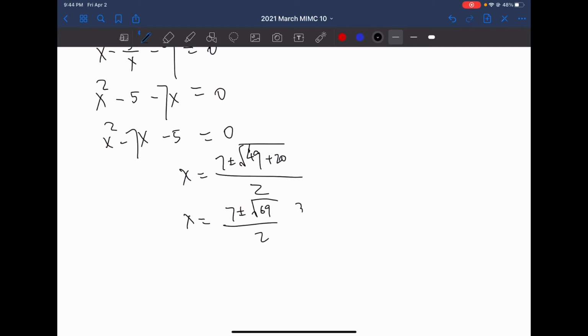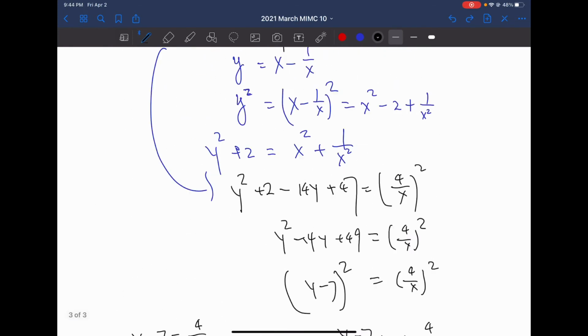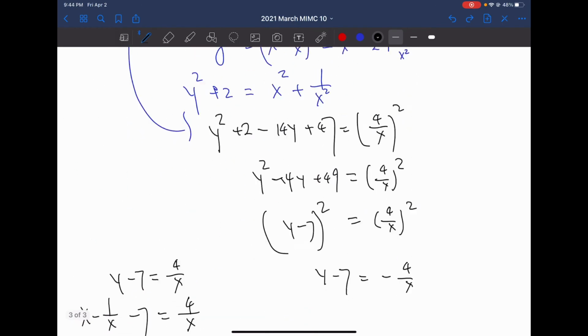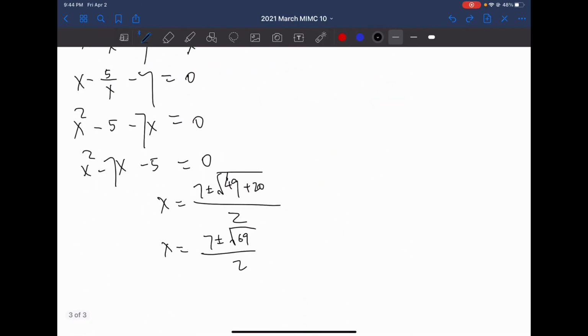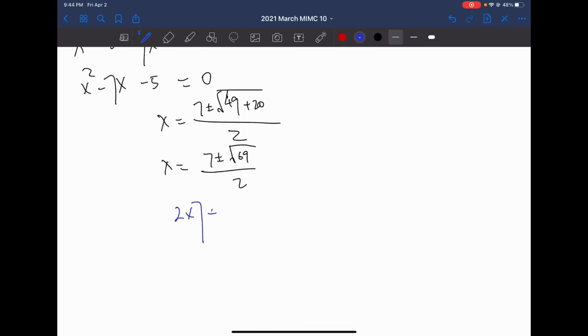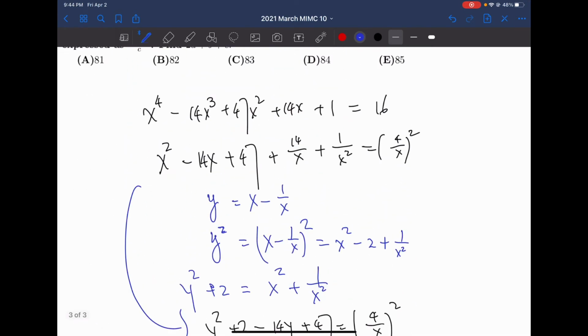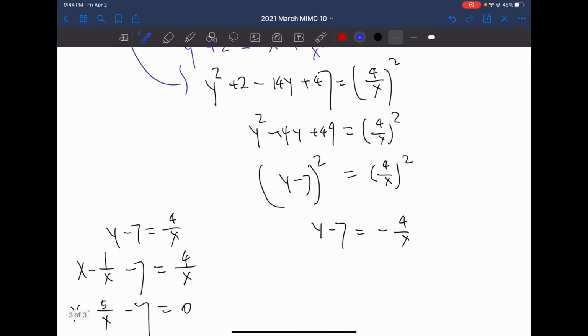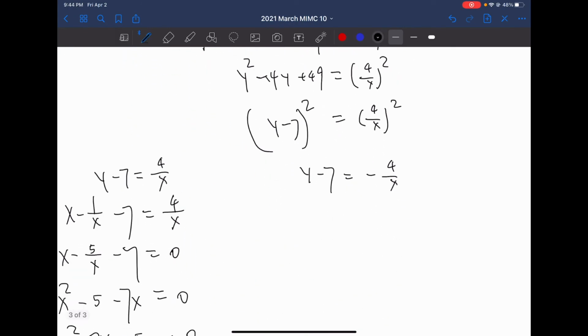And I believe most of us know that 69 does not have a perfect square factor. So our answer would be 2a plus b plus c. So we want the largest root, so that would be 2 times 7 plus 69 plus 2, or 14 plus 71, or 85. That is one of our answer choices. So let's keep that answer choice and let's bust out the other solution.